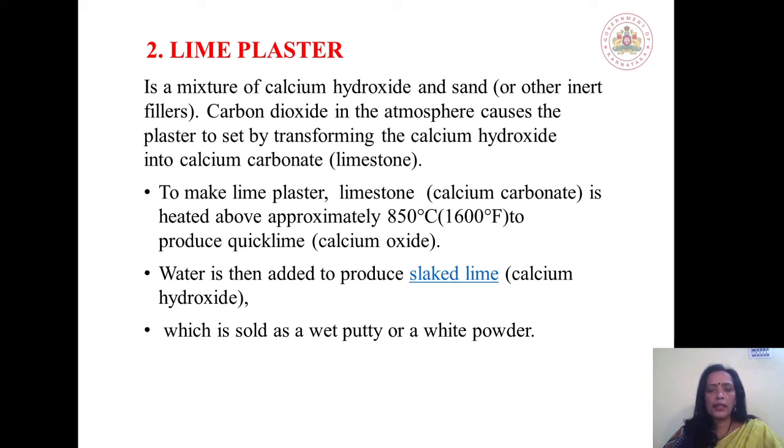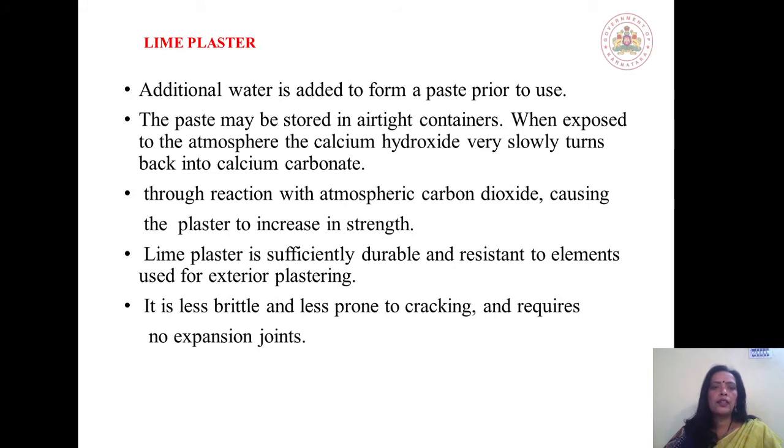To make the lime plaster, the limestone is heated to a temperature of approximately 1850 degrees centigrade and produces quicklime, that is calcium oxide. It is sold as a white putty or white powder. When water is added to the lime plaster powder, it forms a paste. The paste may be stored in airtight containers.